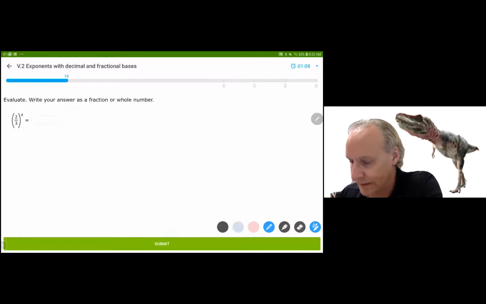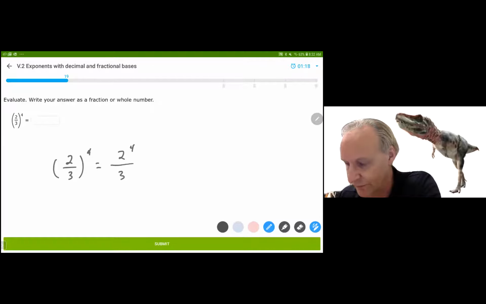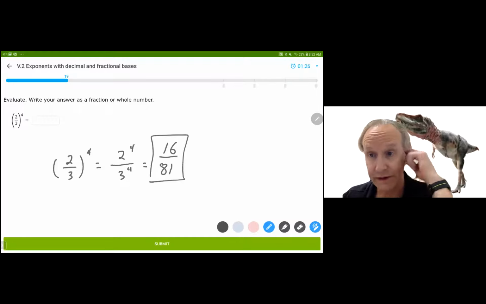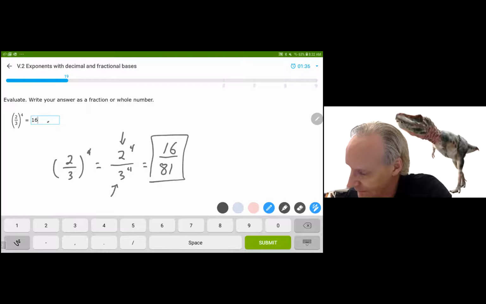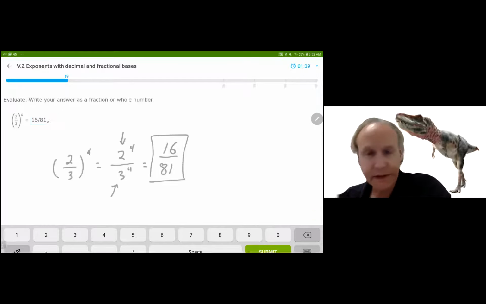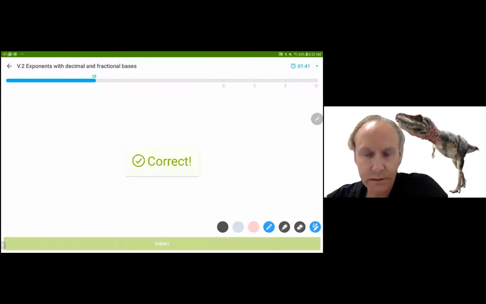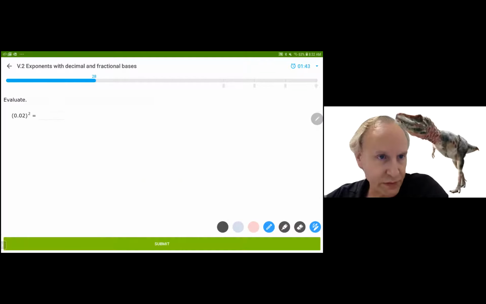So hopefully you recognize that 2/3 times itself 4 times is the same as 2 to the 4th, which is 16, over 3 to the 4th, which is 81. One thing to keep in mind is that we know for certain that they have no common factors because this is a prime number and this is a prime number, and they're just multiplied so many times. So it's just 16 over 81. Not so bad. Notice it's really good to memorize some of your little exponents that you want to know.